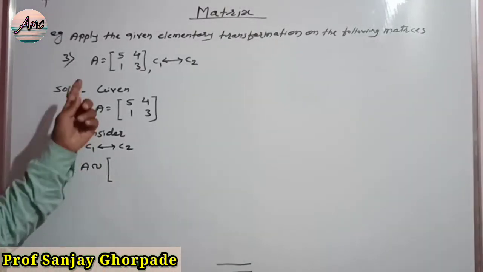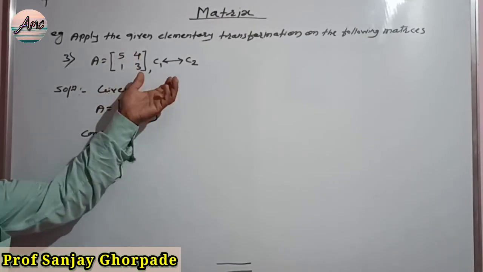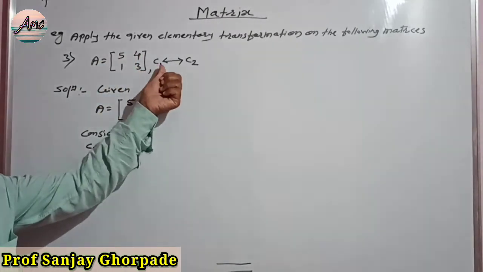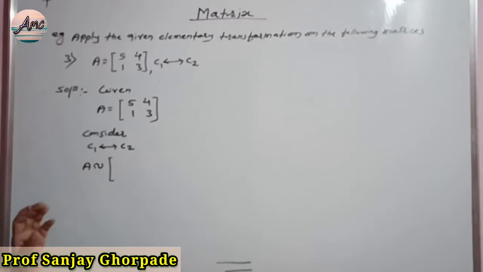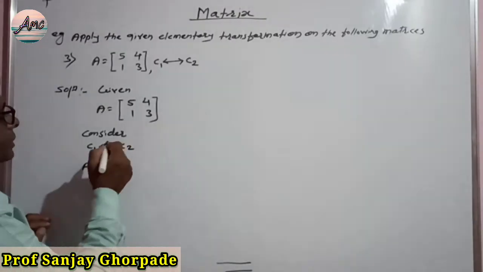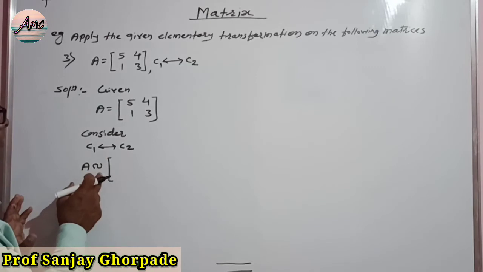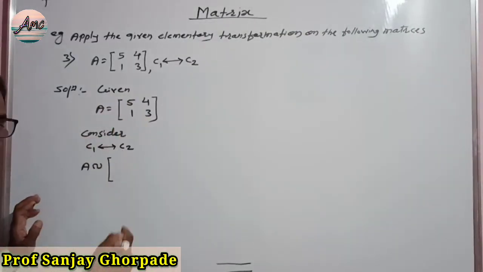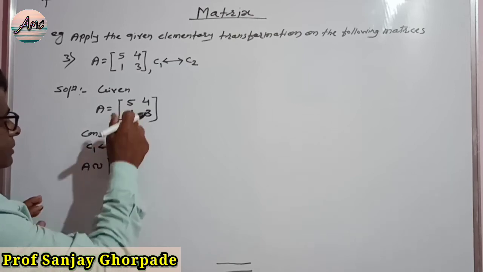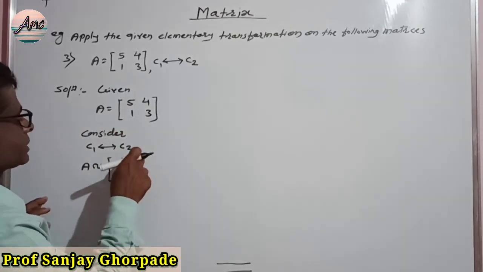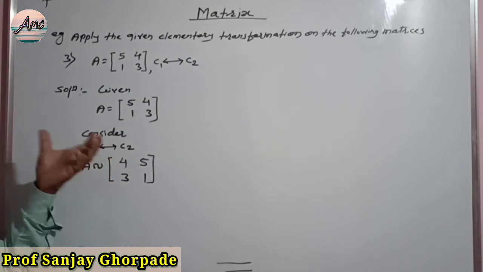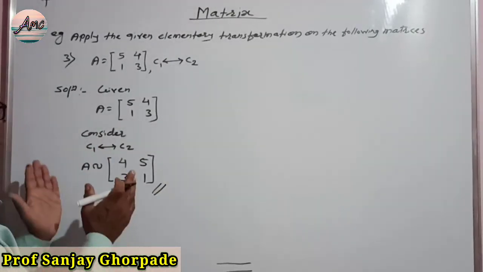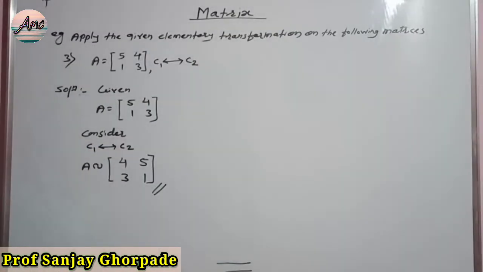Now the next example is matrix A equal to 5, 4, 1, 3. You are asked to perform this column operation C1 interchange C2. So the new matrix A is obtained by interchanging the elements of first column and the second column. So the first column becomes the second column, 4, 3, and second column becomes the first column, 5, 1. So this is the new matrix which is obtained by performing the column operation.